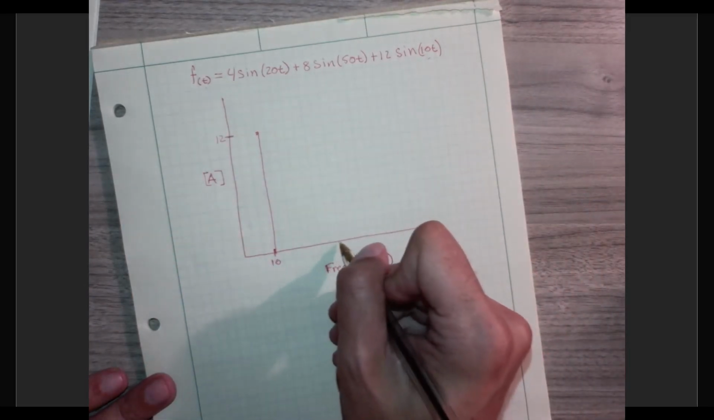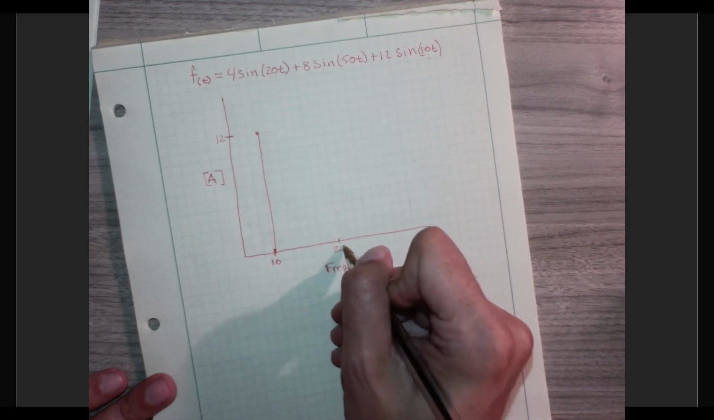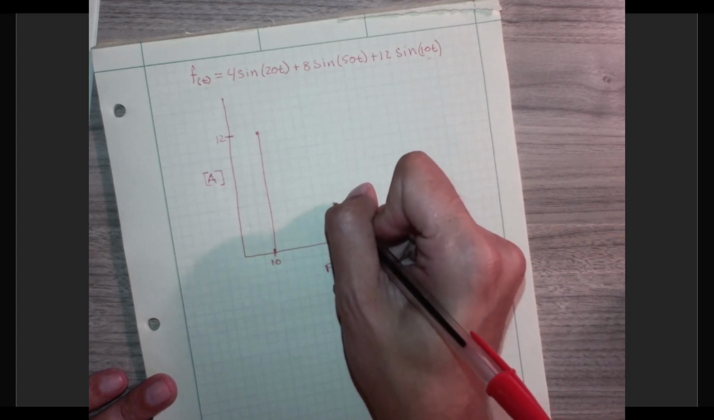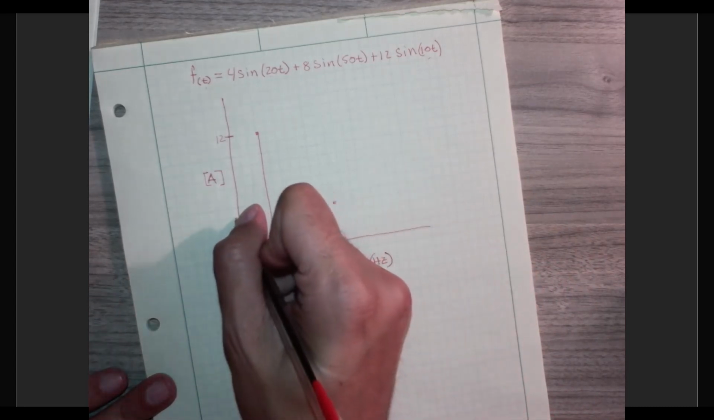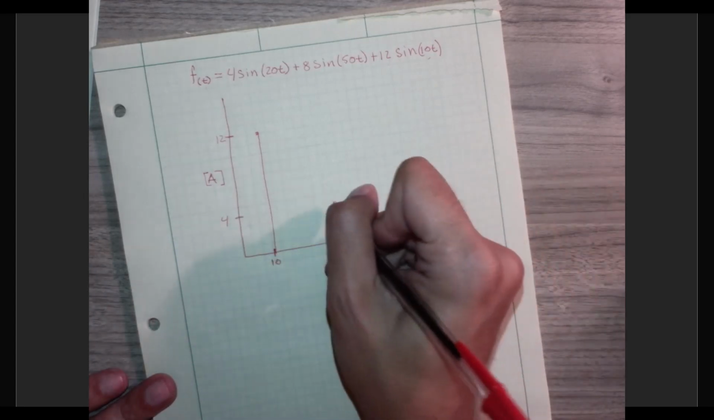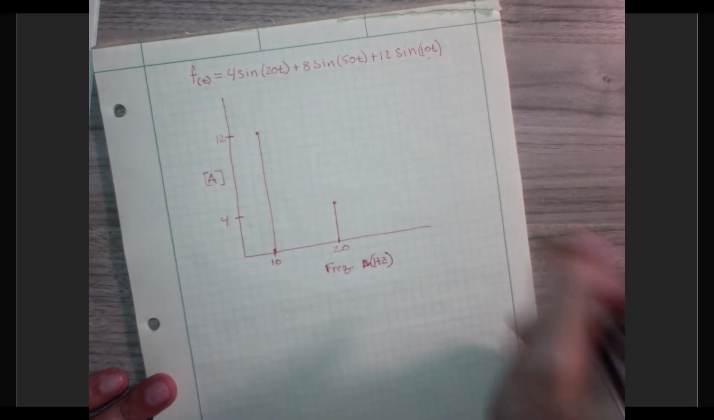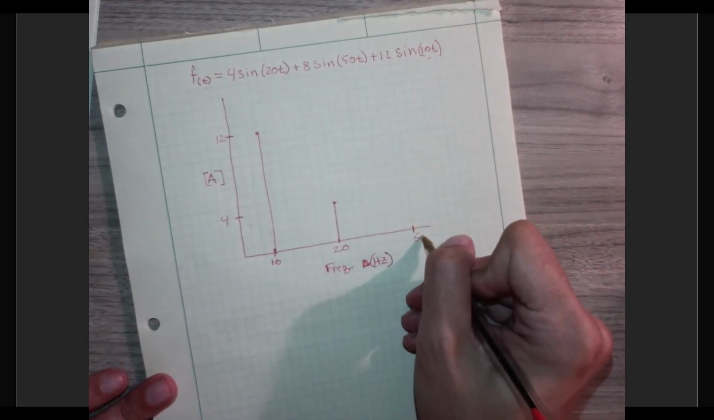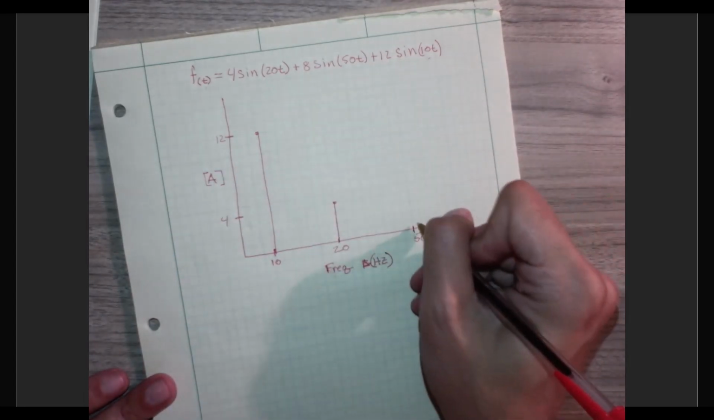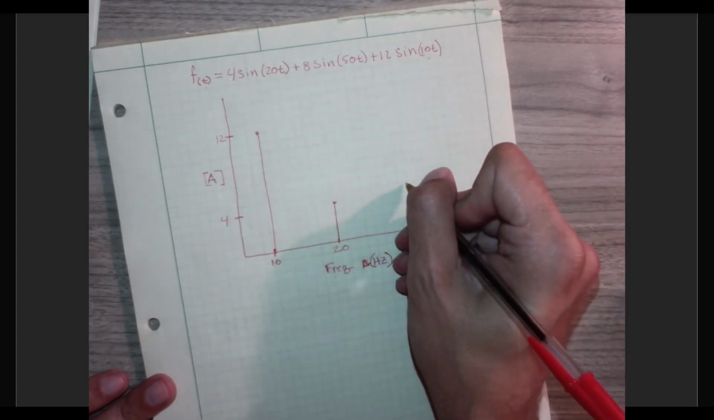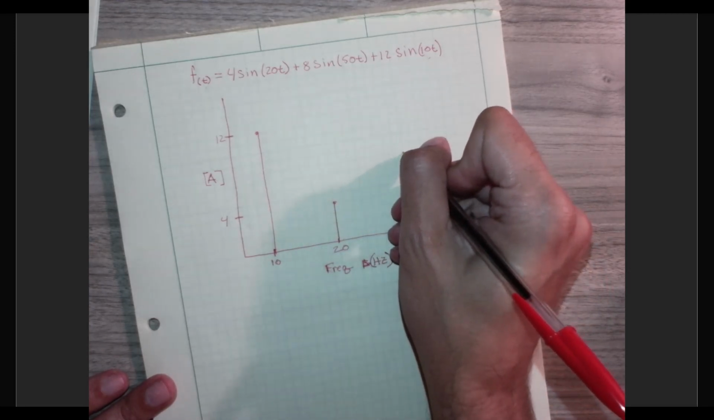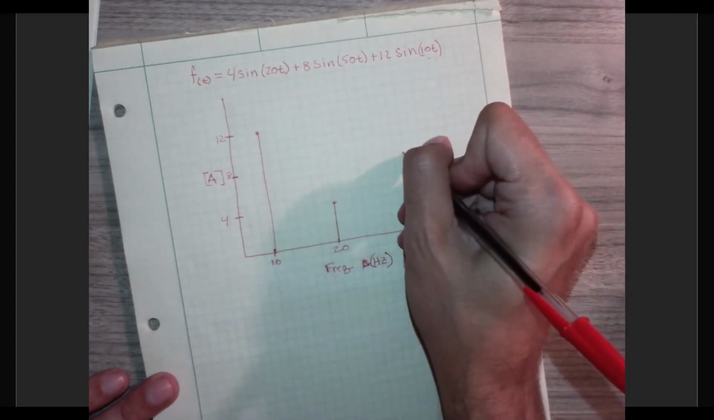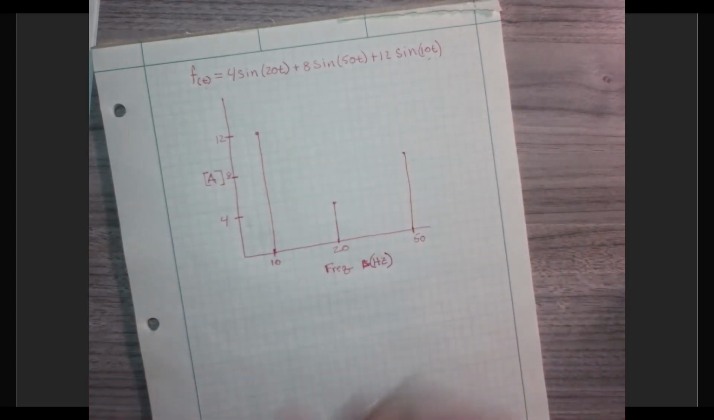Next I have 20t. We'll put this out here, call that 20, and that's my 20 hertz. And we're going to go up 1, 2, 3, 4, there we go, with an amplitude of 4, and I'm going to drop that down to 20. And then we're going to do the same thing for 50t, and we'll call that out here somewhere, 50 hertz, and we're going to have 8, 2, 3, 4, 5, 6, 7, 8, come across, and there's our amplitude of 8. And there we go.